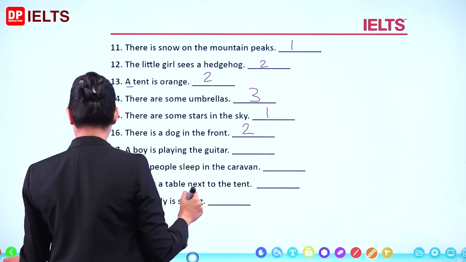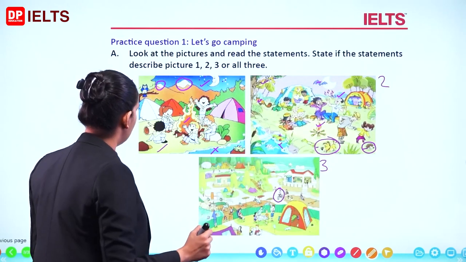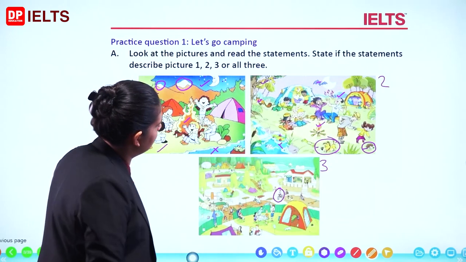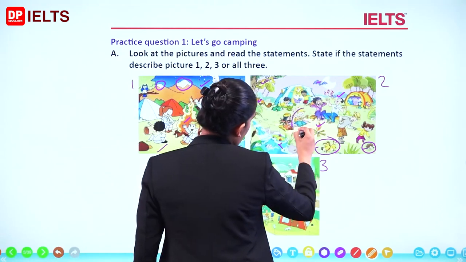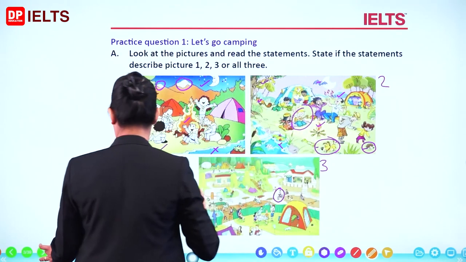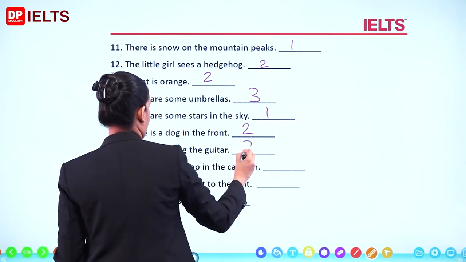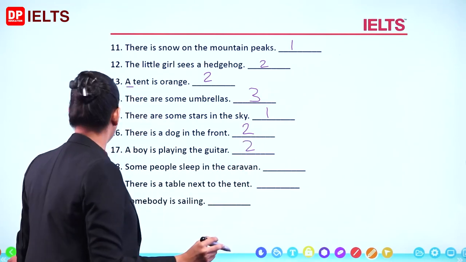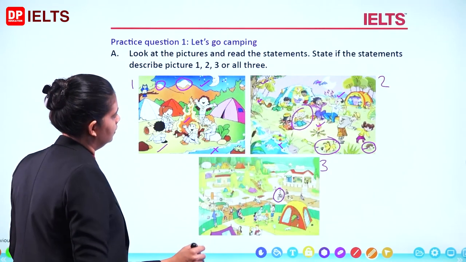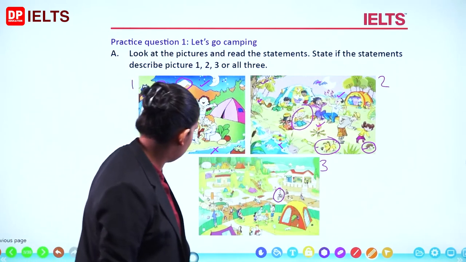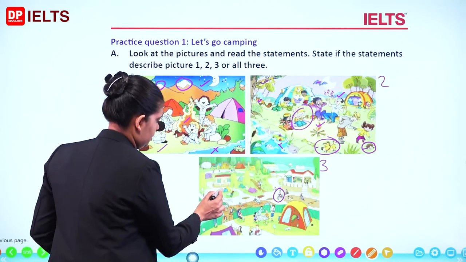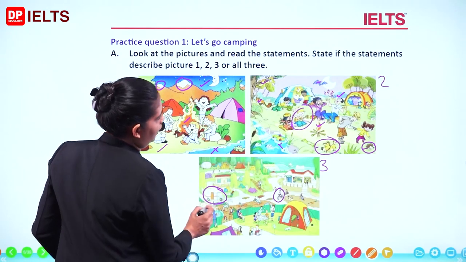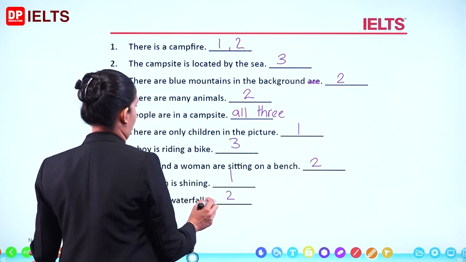A boy is playing the guitar. Boy kine guitar ek vadane karno here. This picture here. Number two. Some people sleep in the caravan. There's a caravan. Where can we see? Here, caravan. Samharakka nida ganne caravan ekke. So number three.